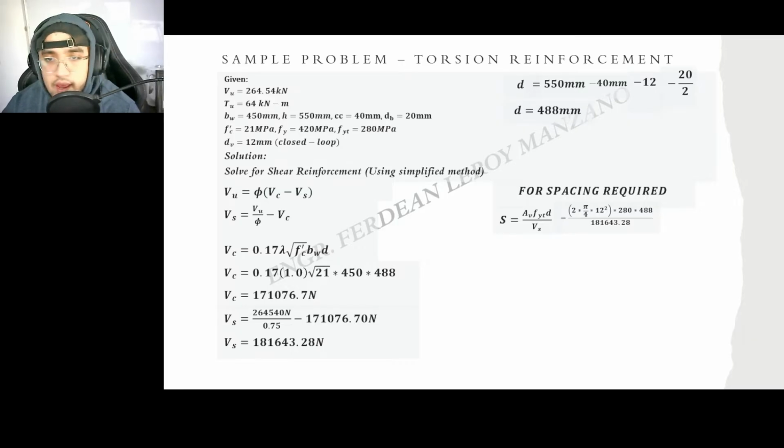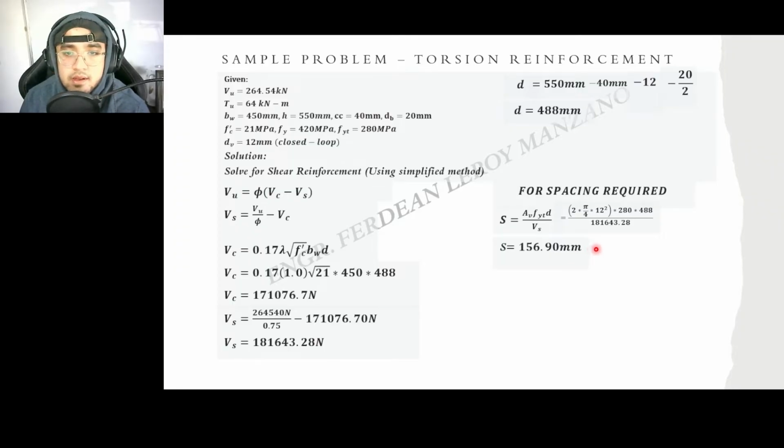So getting the answer there, we would be arriving at an answer of 156.9 millimeters. And since this number here is kind of irrational if we would be indicating that to our design, it would be better if we would be rounding them down, in order for us to have a safe structure. So upon rounding them down, I have decided that I will be making use of 150 mm. So for 150 mm, that is now our S required, but we are not yet done there.